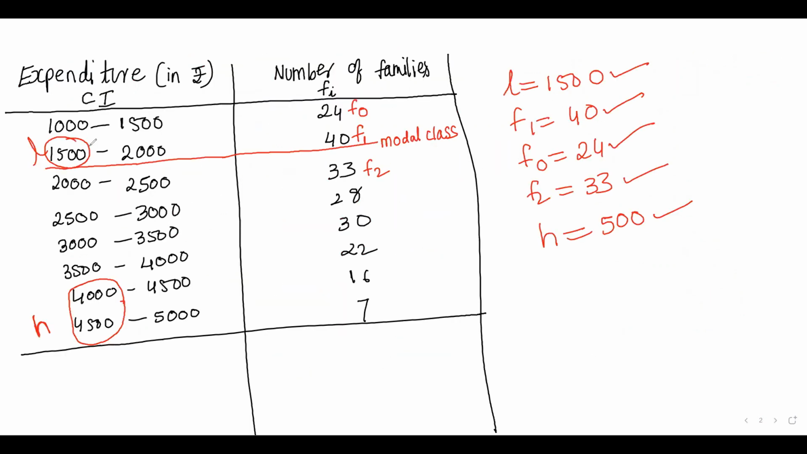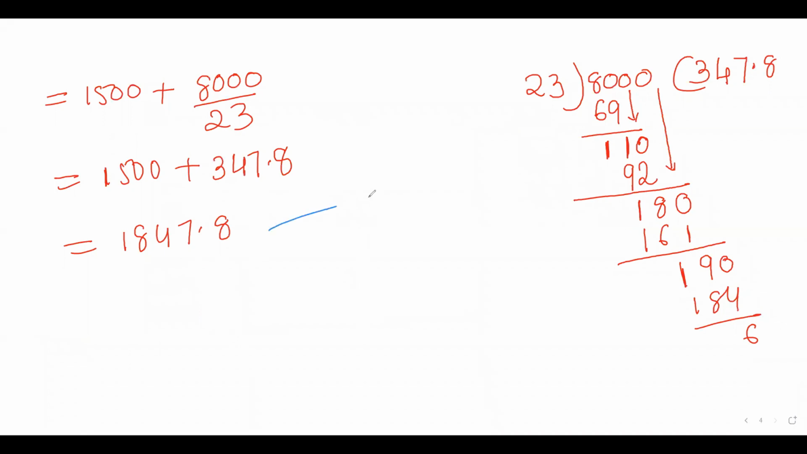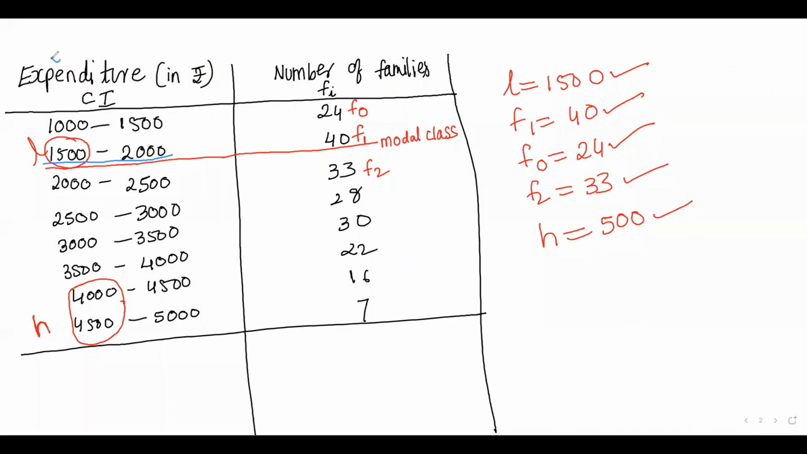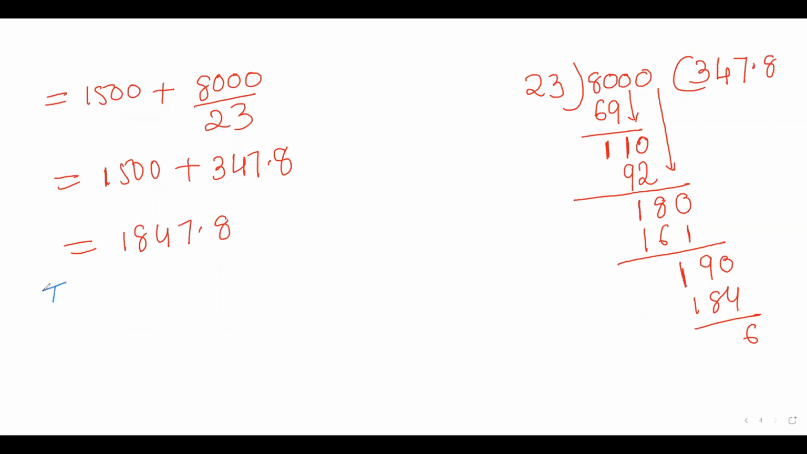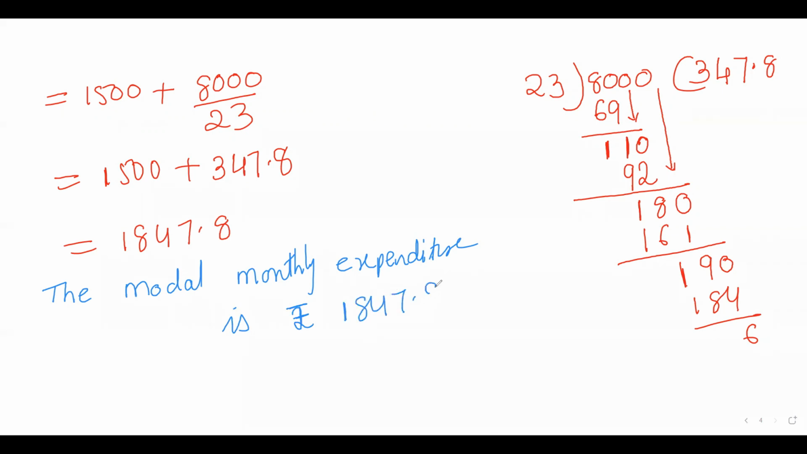Let us check what the modal class is. The class is 1500 to 2000, and the answer is exactly between them. Now make use of the first heading. The first heading is expenditure and the unit is rupees. Write down the final answer as: the modal monthly expenditure is rupees 1847.8. That's it.